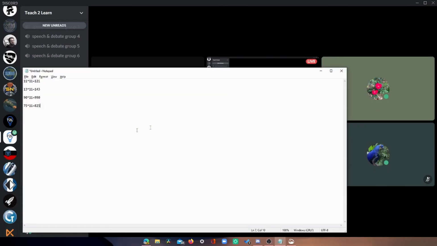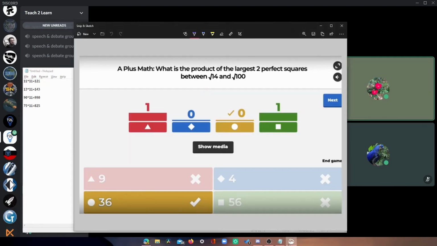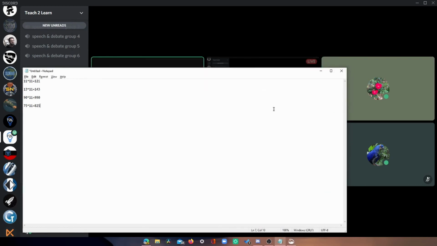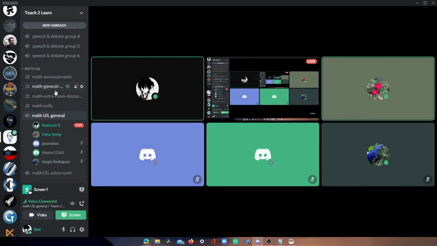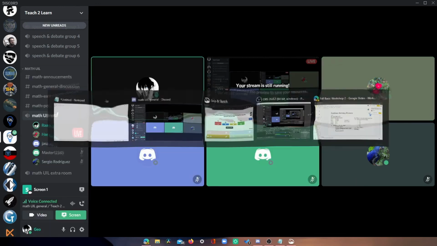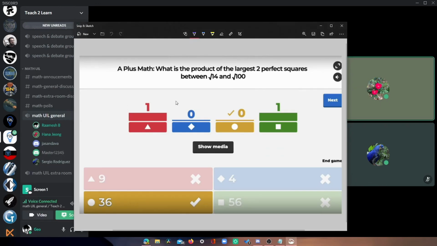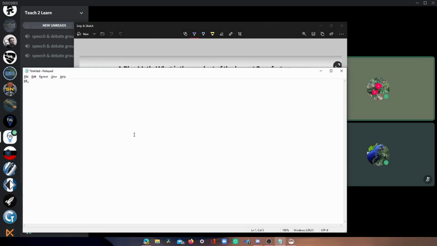Okay. So we had the product of the two largest perfect squares between the square root of 14 and the square root of 100. Memorizing your squares, you should know the square root of 100 is 10. So you have 10, and then you have the square root of 14. The square root of 14 isn't a perfect square, so it's going to be an irrational number, so you have to approximate where it is.